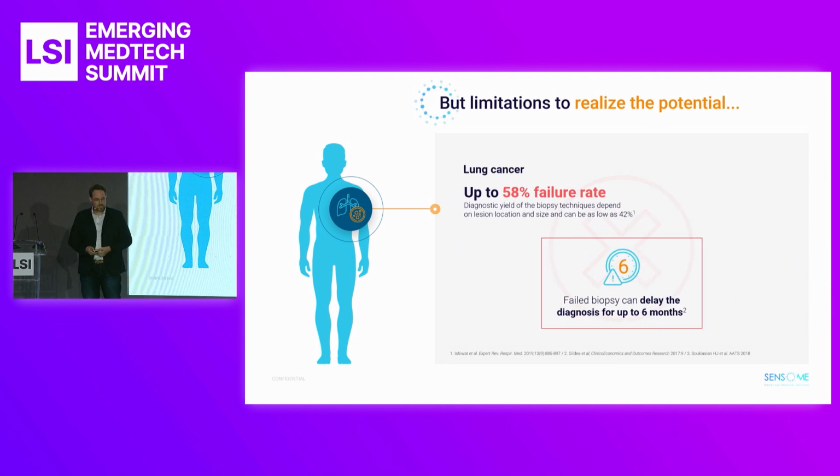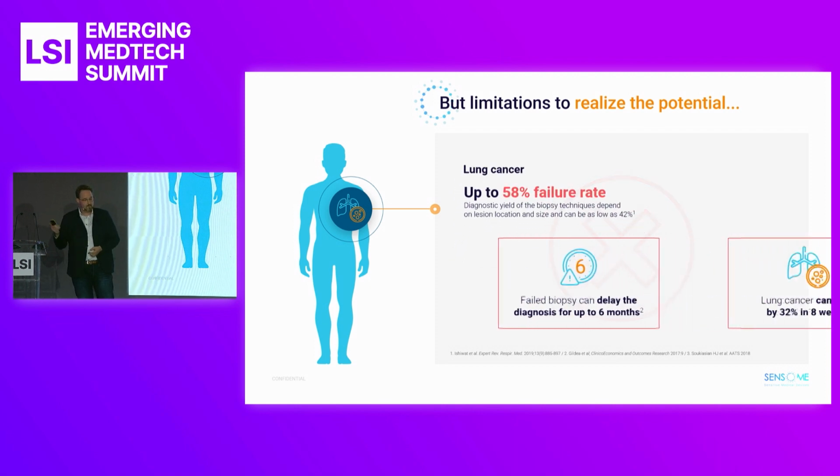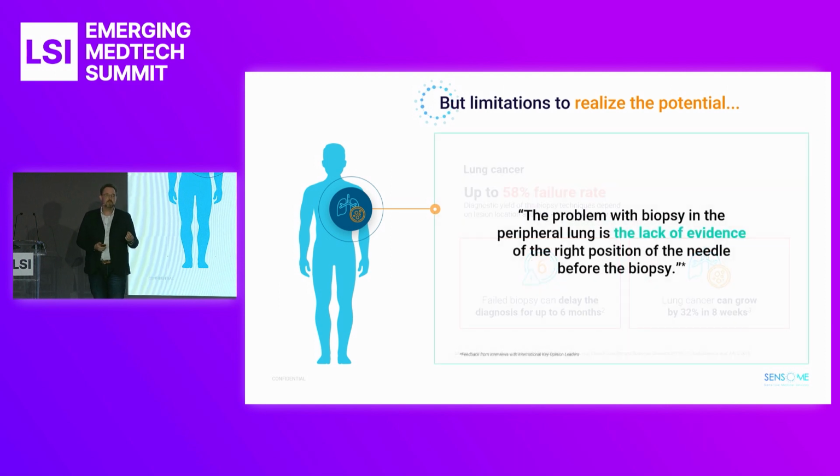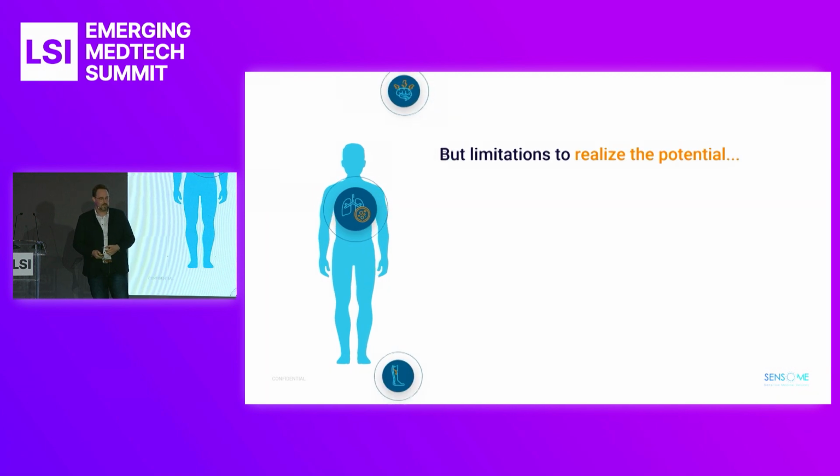Not reaching a diagnosis means delaying treatment decision, means that the cancer grows while the patient is waiting. Which is why physicians tell us what they actually would like to have is a device that tells them that the biopsy needle was actually in the right spot when they took the diagnosis.